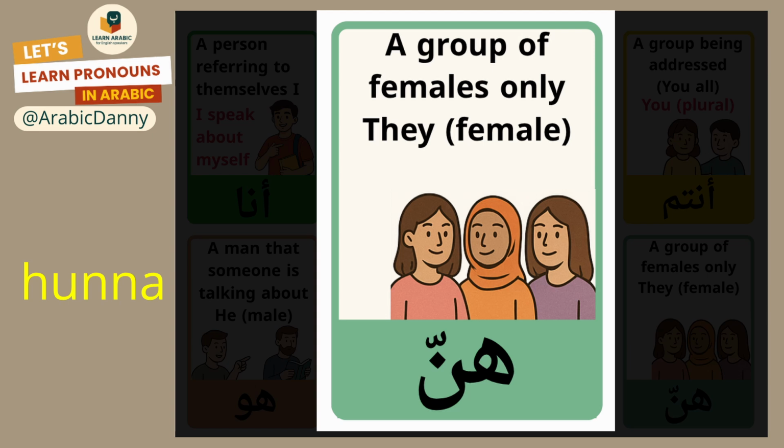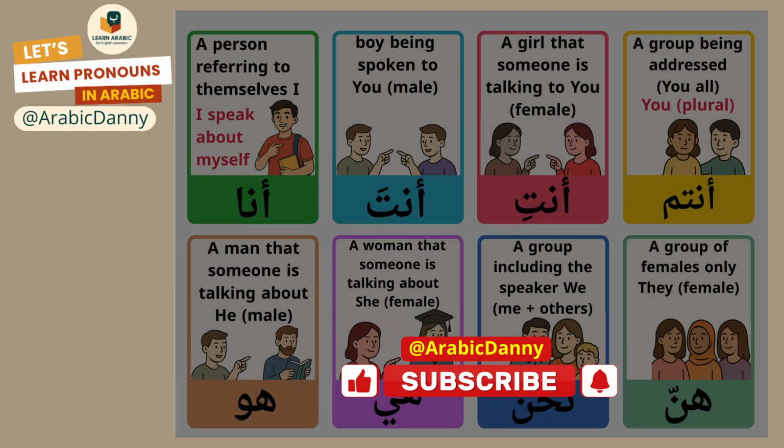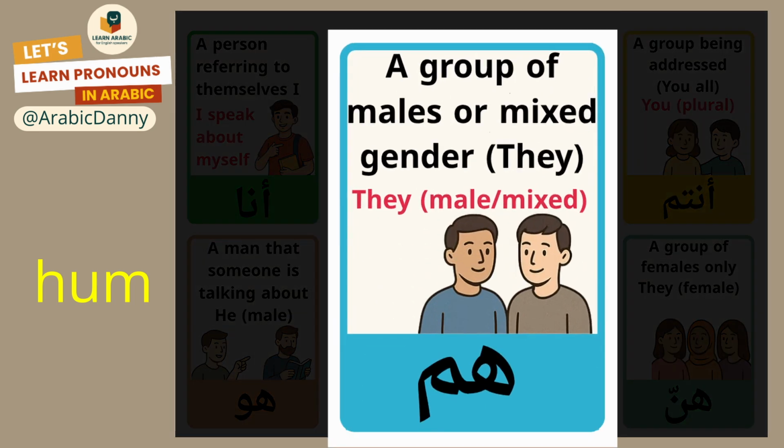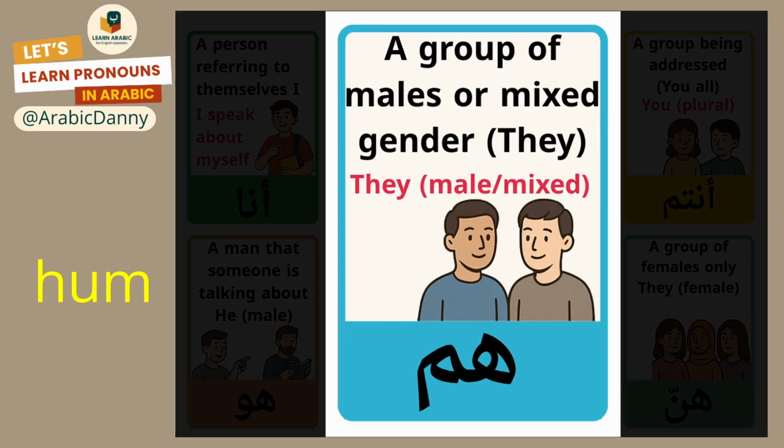Now let's learn the Arabic pronoun hum, which means they, when talking about a group of men or a mixed group of men and women. In Arabic, when the group is all male or mixed, we use hum. For example, hum طلاب means they are students. Hum أذكياء means they are smart.